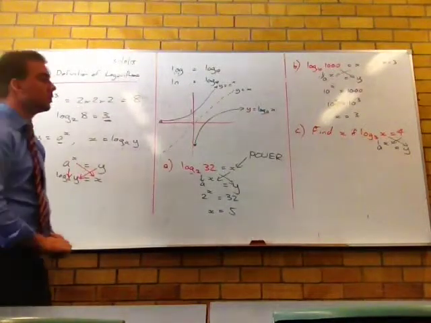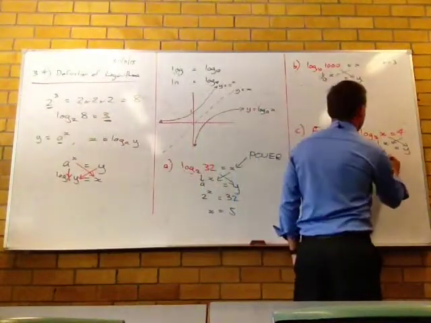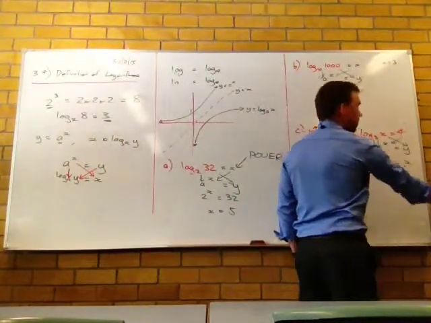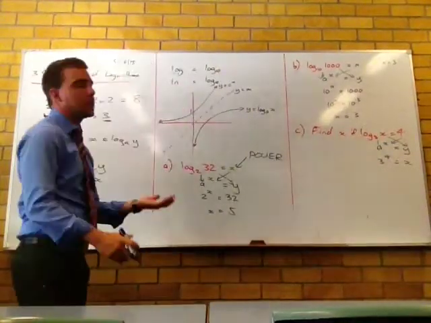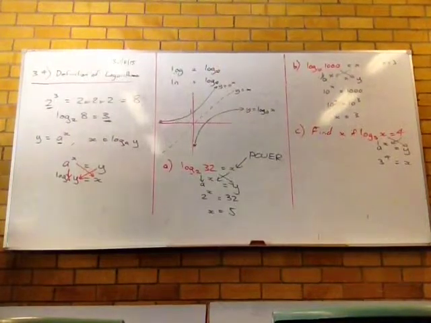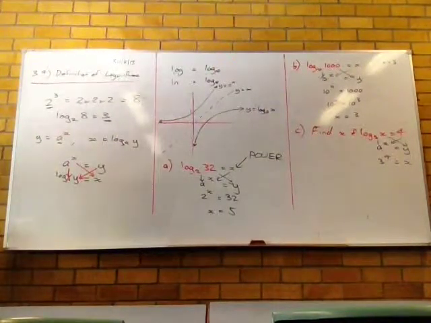Alright, so 3 to the power of 4 is equal to x. Alright, so you should write down the rule and write down your arrow. Right, hopefully we shouldn't get these wrong. Right, 3 to the power of 4 is? 81.